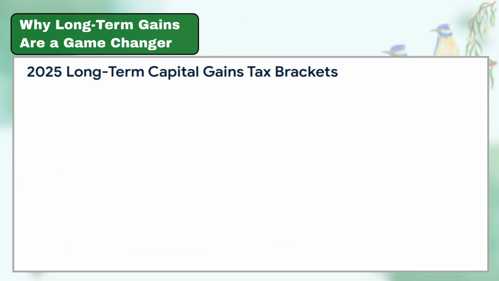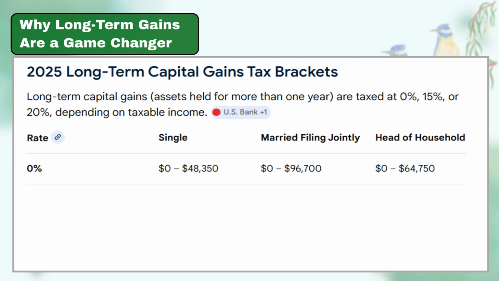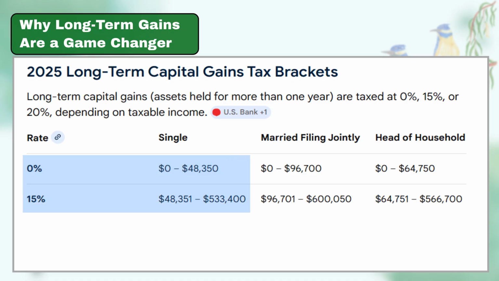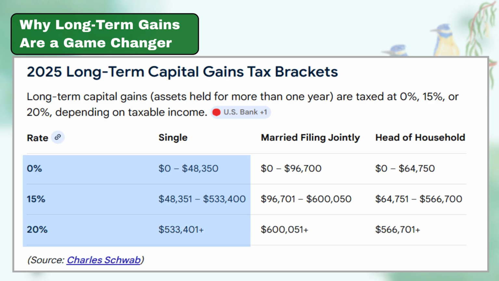Long-term capital gains from stocks held more than a year are taxed at special long-term rates, separate from ordinary income. For 2025, for long-term capital gains, a single filer with a total taxable income below about $48,350 pays 0%. The next tier faces 15%, and the highest incomes pay 20%.